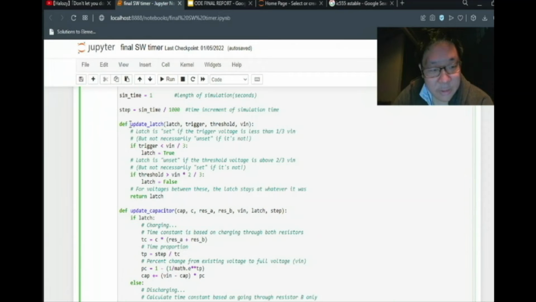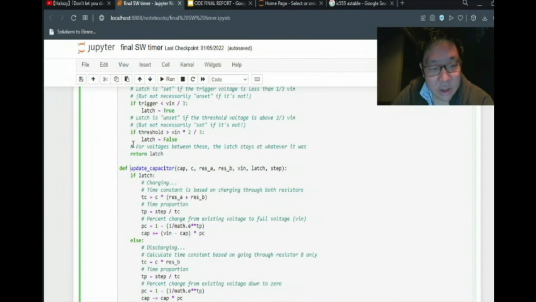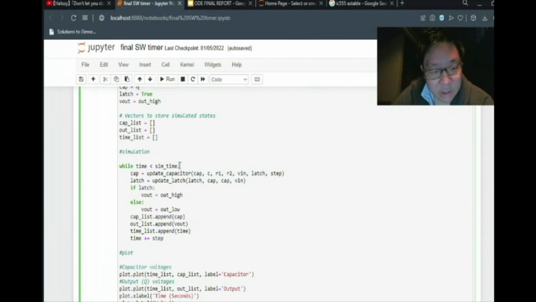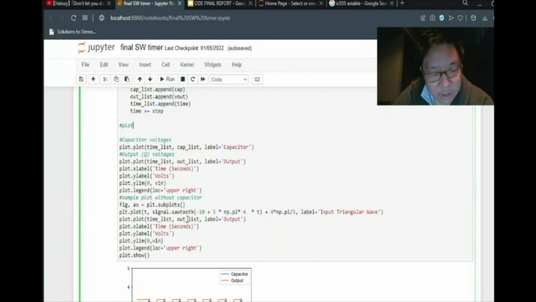Here we have two functions which update the latch and update the value of the capacitor respectively. The capacitor is split into two parts, charging and discharging, because it's not a constant value. Here we have our initial condition. The time is 0 and the value of capacitance is also 0. And here we'll do a simulation of the circuit, with the capacitor as the input. And here we'll plot our results.